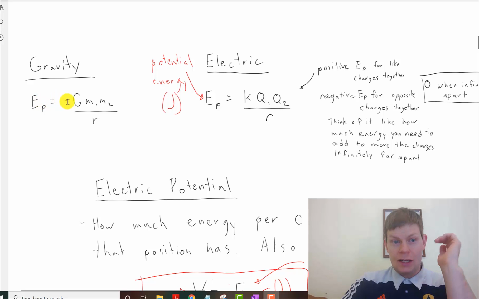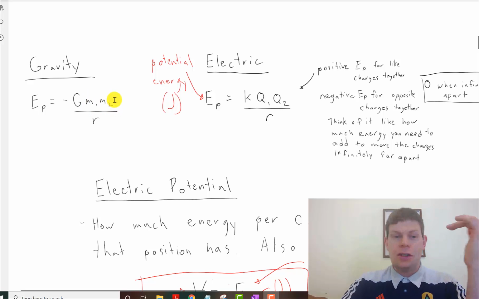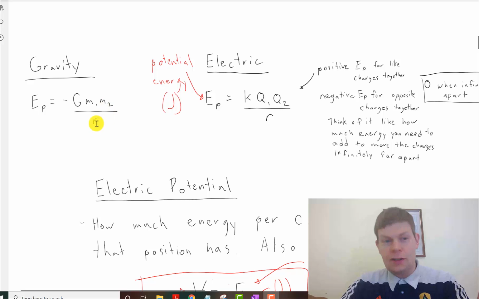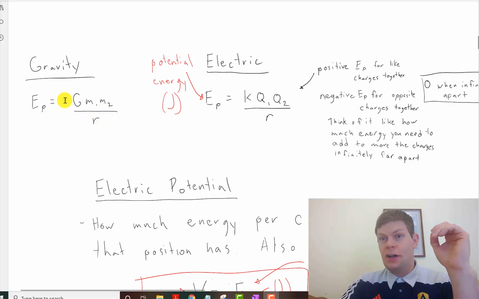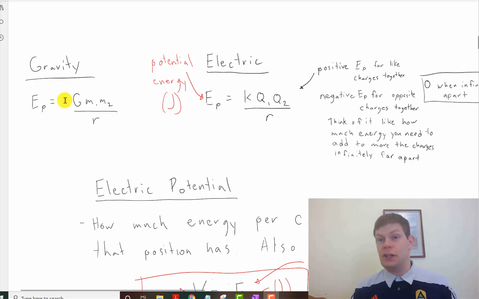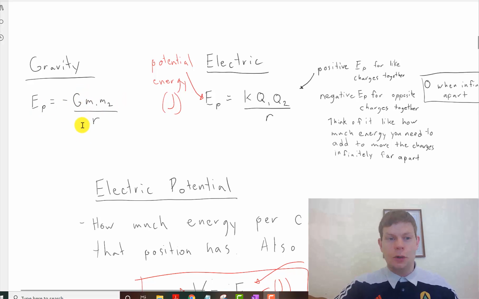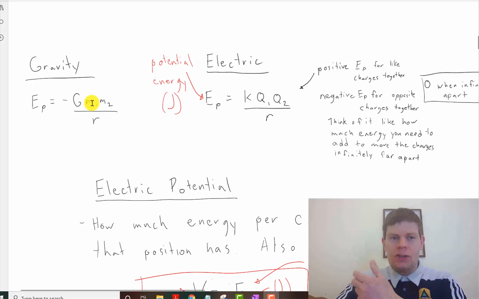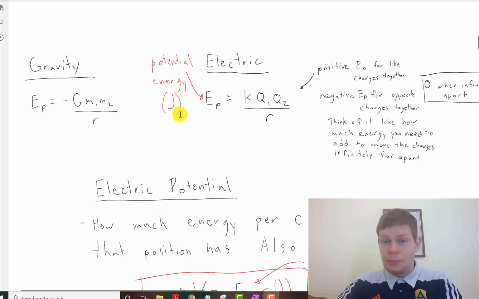your formula is negative some constant, the universal gravity constant, times the mass of the first thing times the mass of the second thing divided by the distance between them. It's always negative because things have zero potential energy when they're infinitely far apart, and it's negative if they're any closer than that. So this can only ever be negative. So we have the constant, mass 1, mass 2 divided by the distance between their centers.